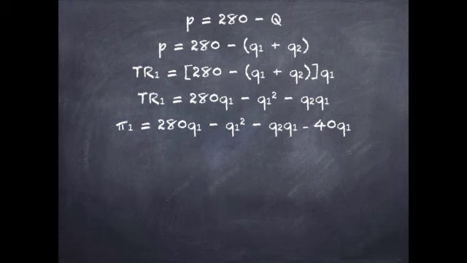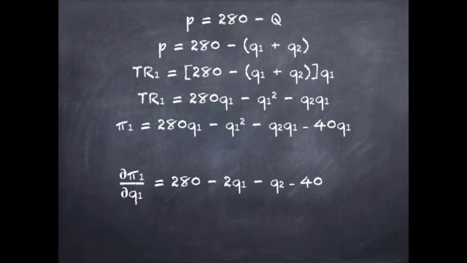Our next step is going to be taking the first derivative of the profit function of firm 1 with respect to Q1. And that will give us 280 minus 2Q sub 1 minus Q sub 2 minus 40. Just to go over this briefly, I have already posted a video on how to take a derivative, but I'll go through this again just in case you're still having some troubles doing that.